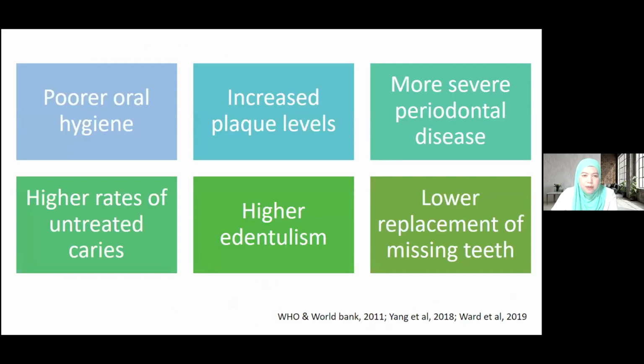Studies have shown that people with a disability have poorer oral hygiene and higher plaque levels. They have more extensive and severe periodontal destruction, as well as higher rates of untreated caries. This is due to poor access to oral care, and hence they have more severe oral disease. With care being provided late, higher rates of teeth are extracted, with fewer replacements of teeth.